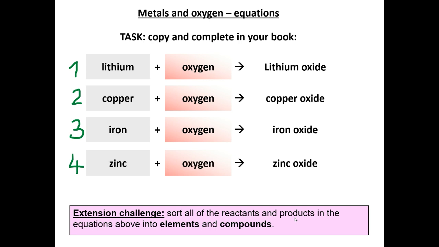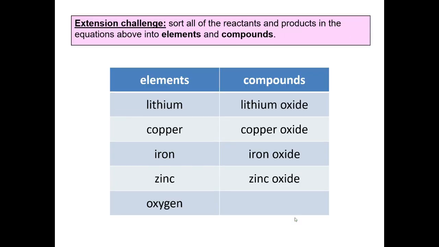In case you forgot, an element is a substance made of one type of atom only. A compound is a substance made of 2 or more types of atoms, or 2 or more elements chemically bonded together. So in there, the elements are lithium, copper, iron, zinc, and oxygen. And the compounds are the products of the reaction: lithium oxide, copper oxide, iron oxide, and zinc oxide.